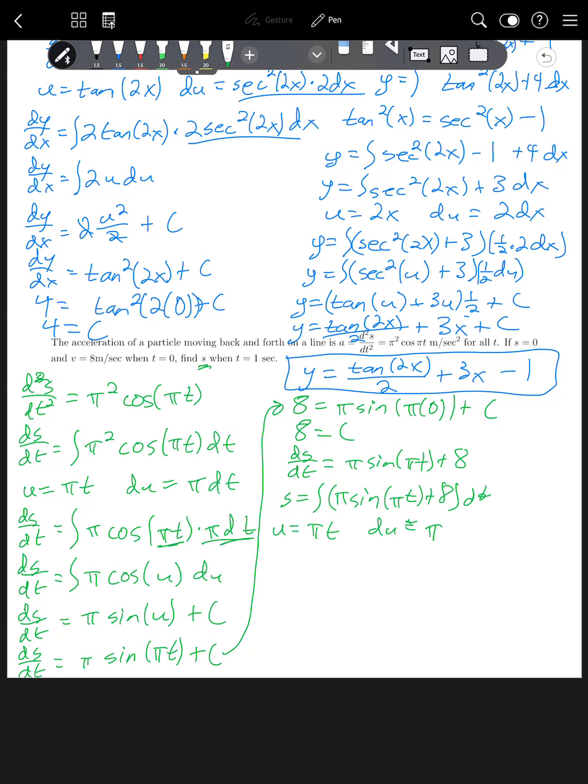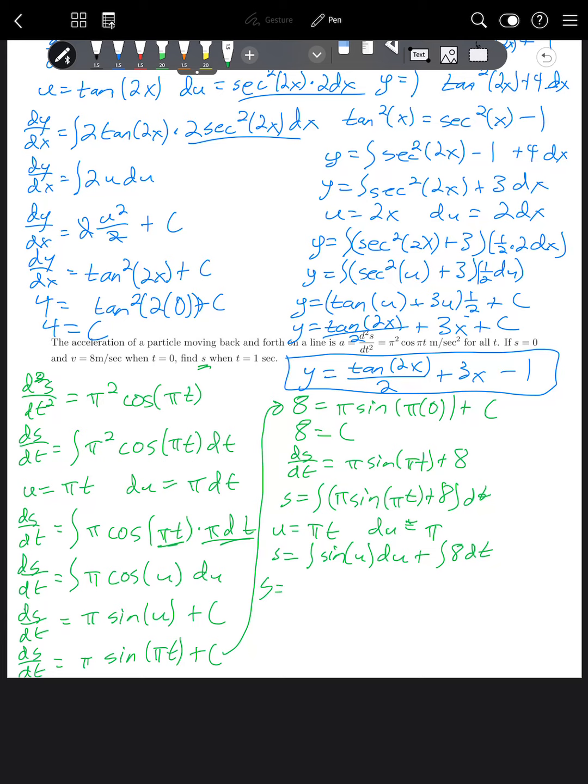And actually, one of the things you can do here before we do that step is you could break these into two separate pieces, because remember, when you're doing antiderivatives, you can do them separately. So this will be s equals, we already have a pi here, so this will be s equals the antiderivative of sine u du plus the indefinite integral of 8 dt. And then we can do those.